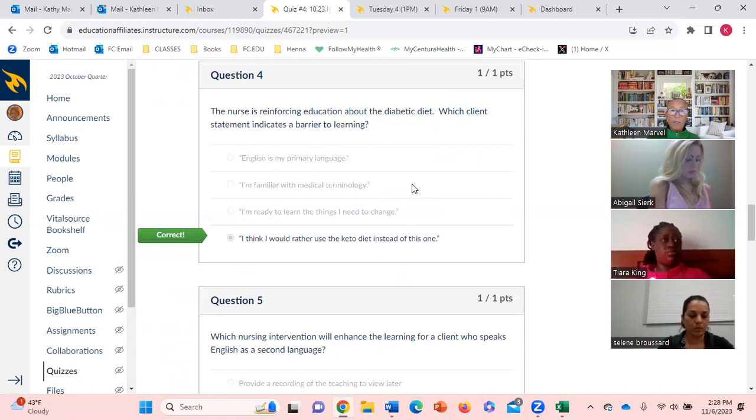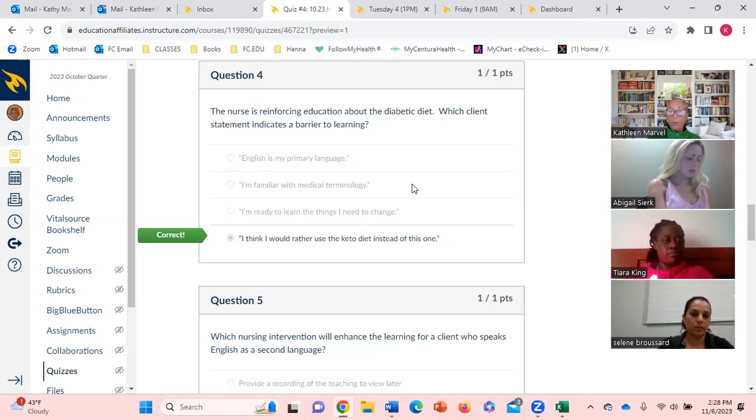The nurse is reinforcing education to the diabetic client. Which client statement indicates a barrier to learning? So what kind of question is this? Is it a positively asked question or a negatively asked question? Negative. Why is it negative? It's a barrier to learning, because you're looking for something the client says that's either incorrect or requires further teaching. So D would be the correct answer.